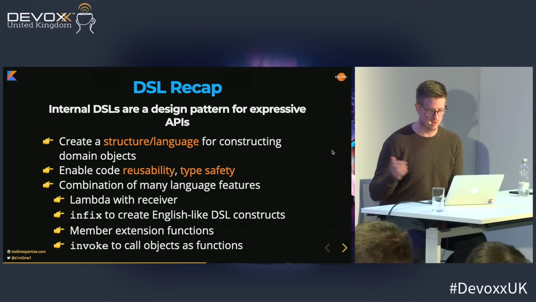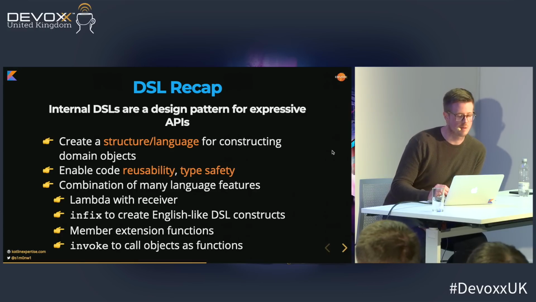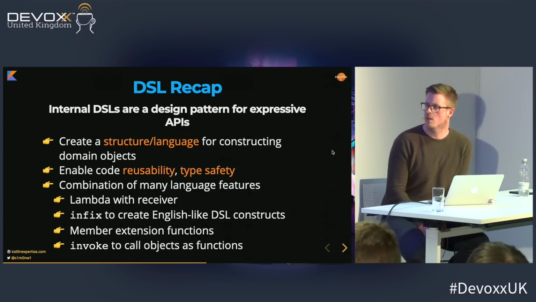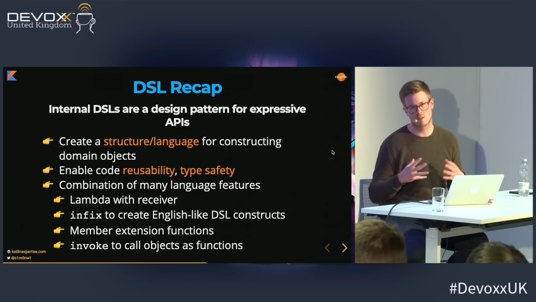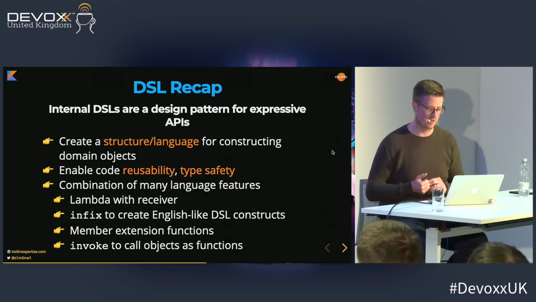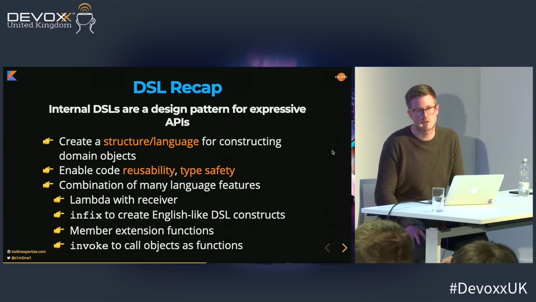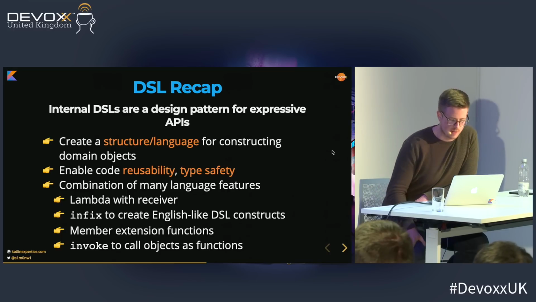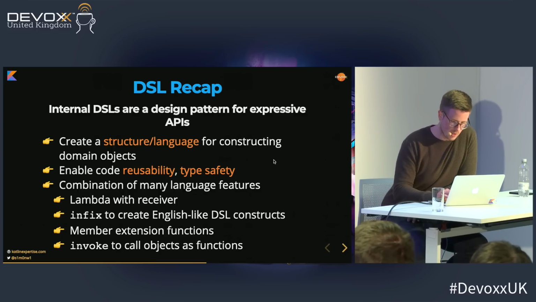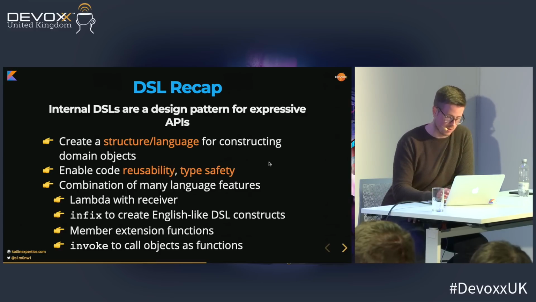And it's a combination of many language features, obviously. So we saw lambdas with receiver, we saw infix functions, which let you provide English-like sentences or constructs. There's actually a test library for Kotlin which uses this. And you can also use member extension functions. The invoke operator is pretty common, and a lot of other features as well, of course.